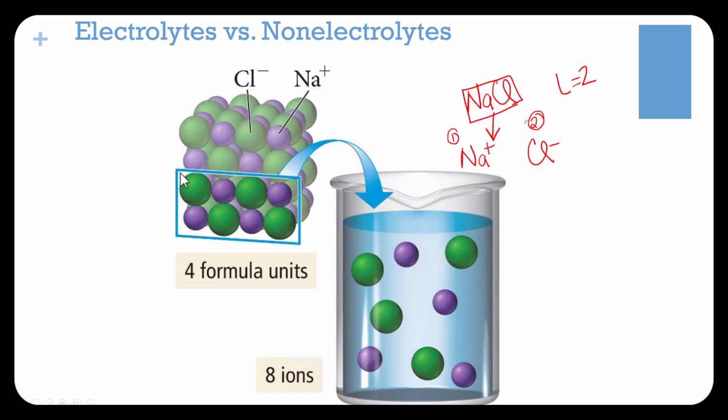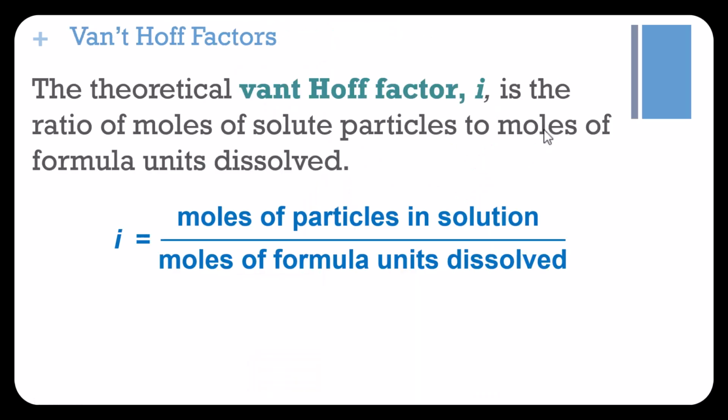Okay, so here we see 4 particles going in, but after they dissolve, we count 1, 2, 3, 4, 5, 6, 7, 8 particles in solution. So we put 4 in, but 8 are separated in solution. Okay, so that is the Van Hoff factor. I think Van Hoff is easier to think about from a conceptual standpoint. I think it's harder to use the formula I'm about to give you, but I'll give the formula nonetheless.